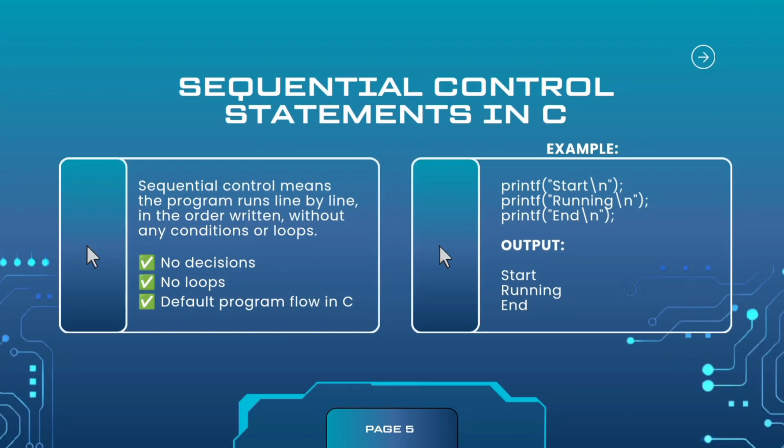Sequential control statements in C. Sequential control means the program runs line by line in the order written without any condition or loops. No decisions, no loops, default program flow in C.